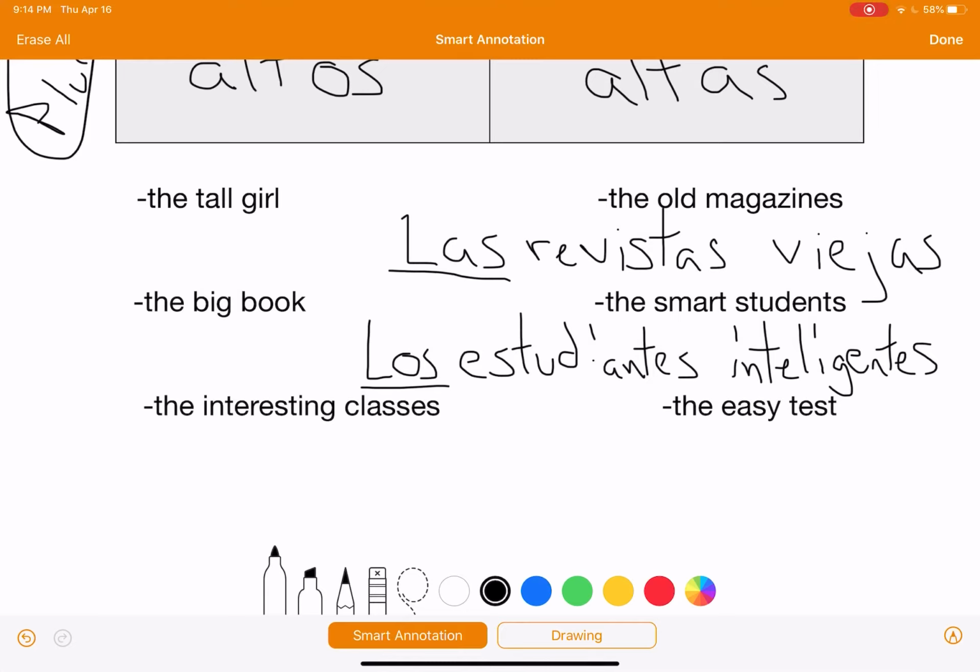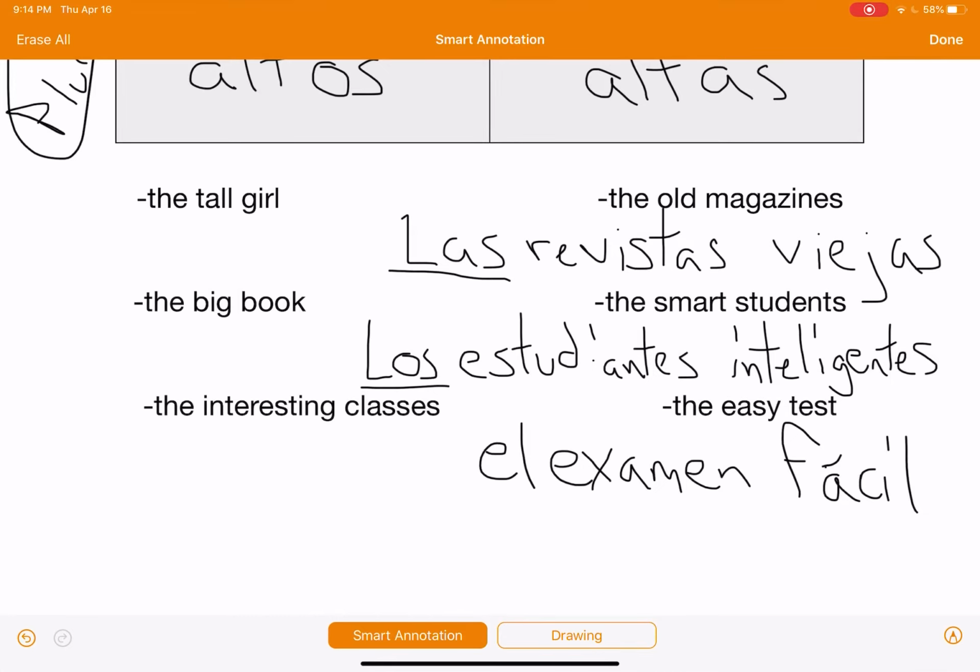Okay, and then finally, for the easy test, we have el examen. Okay, and for my word easy, I use fácil. Remember that there's an accent over the A in fácil. All right, so that is how you match adjectives to the nouns they're describing.